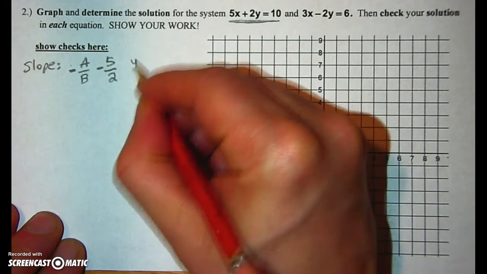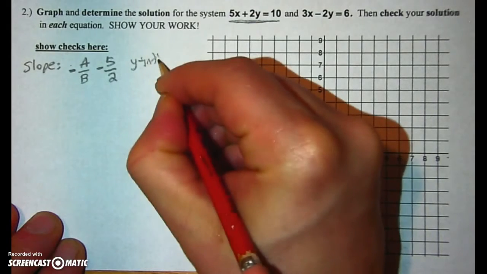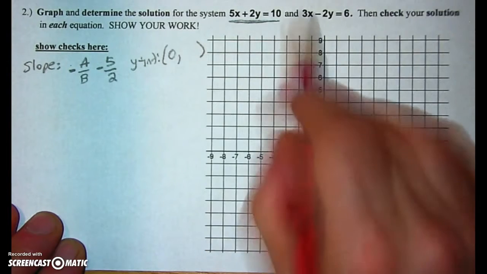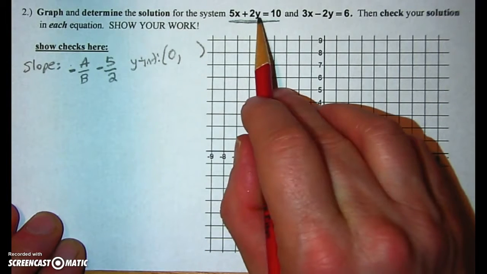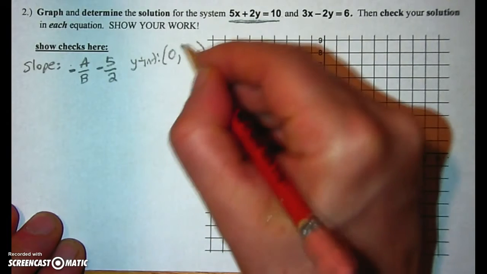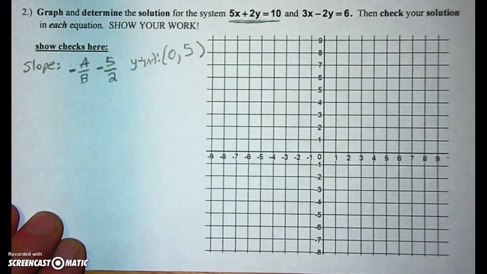Our y-intercept, we're looking for y, so we know x is 0. And if we look in there, 2 times what equals 10? 2 times 5 equals 10. And remember what we're really doing? We're dividing both sides by 2. So we get 0, 5.